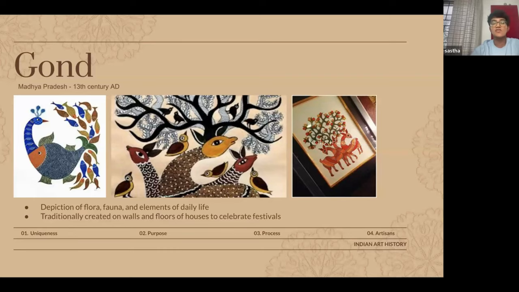Originally, Gond paintings served both aesthetic and ritualistic purposes. They were traditionally created on walls and floors of houses to celebrate festivals, mark auspicious occasions, and invoke divine protection. These paintings were believed to bring good luck and ward off evil spirits. Over time, this art form transitioned onto paper and canvas, gaining wider recognition and appreciation, yet still preserving its cultural and spiritual significance.